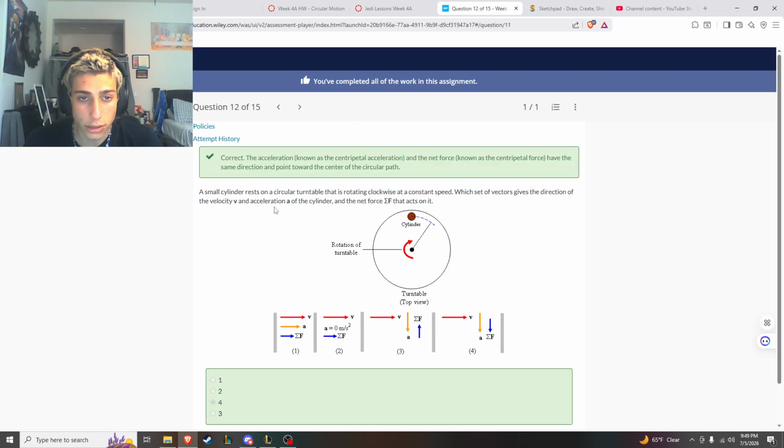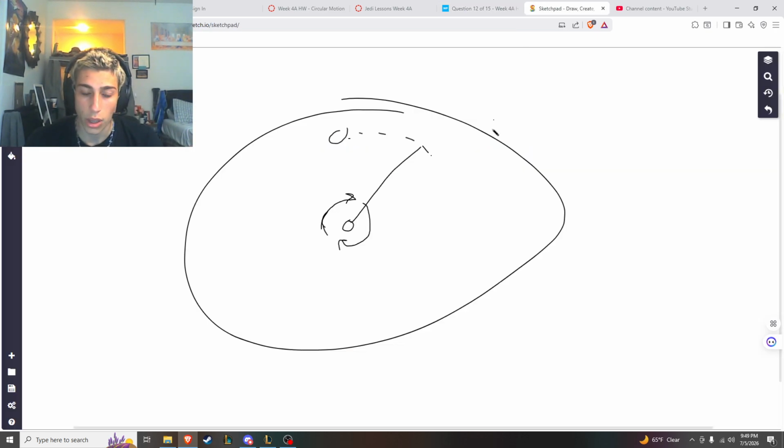And it's asking here, a small cylinder rests on a circular turntable that is rotating clockwise at a constant speed. Make sure we realize that it's constant. Which set of vectors gives the direction of the velocity v and acceleration a of the cylinder and the net force F that acts on it? Right off the bat, we can see that v are all the same. Why? Because velocity is always tangent to the circle, just where the object is moving. Since this is turning clockwise, the velocity is going to be this way.